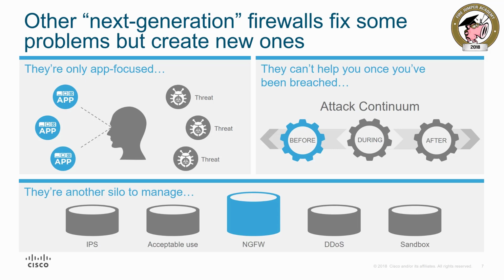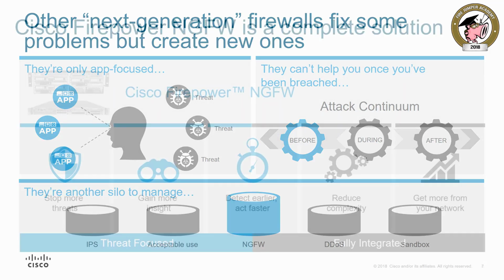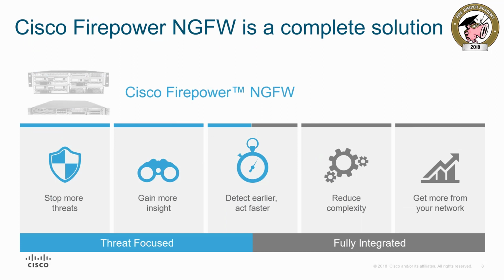These silos are brittle, inhibiting business growth due to security inflexibility. Organizations need a next generation firewall that is fully integrated and also threat focused. Cisco Firepower Next Generation Firewall is a complete solution. It's the industry's first fully integrated threat focused next gen firewall. Our threat focused capabilities are industry leading, and our integration extends beyond simply security services and includes integration across networks and endpoints, and with other Cisco security solutions as well.